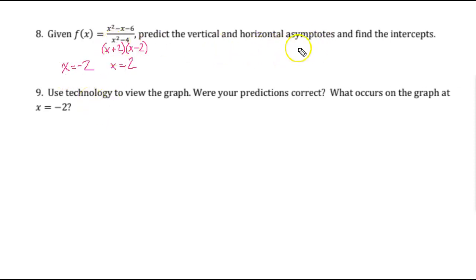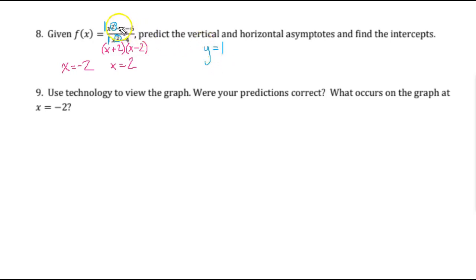Horizontal asymptotes. If you remember, the rule for that said for me to look at the degree. So first I need to look at the degree. I've got a degree of 2 on the top and a degree of 2 on the bottom. So they have the same degree. And we learned in the previous lesson that if they have the same degree, we need to divide the leading coefficients, take the ratio of those leading coefficients. So 1 divided by 1 gives me a horizontal asymptote of y equals 1.